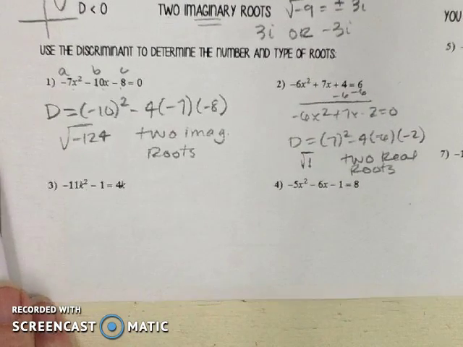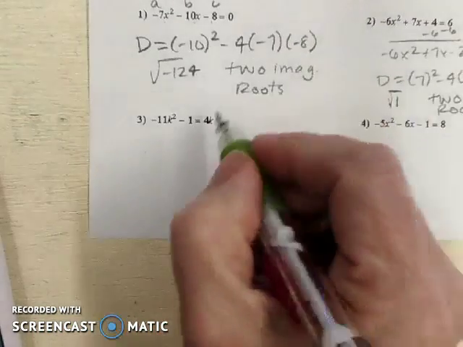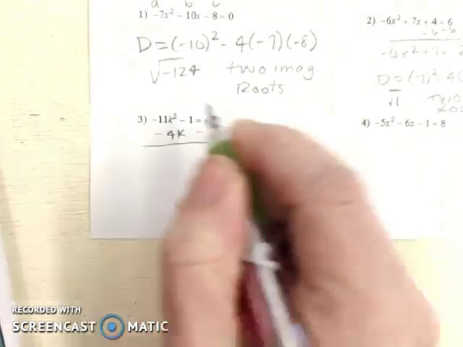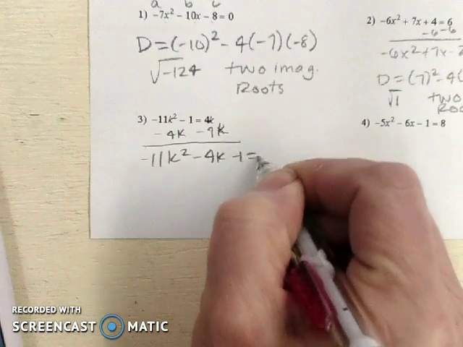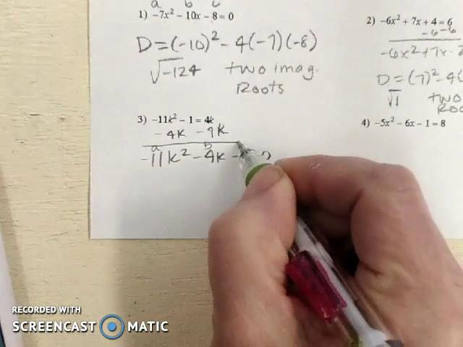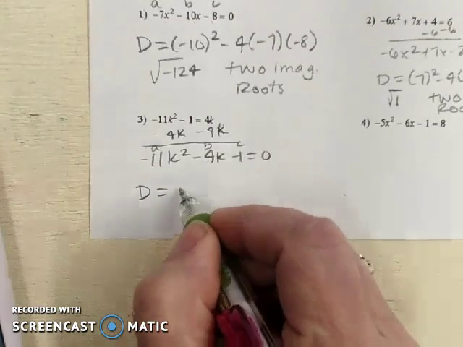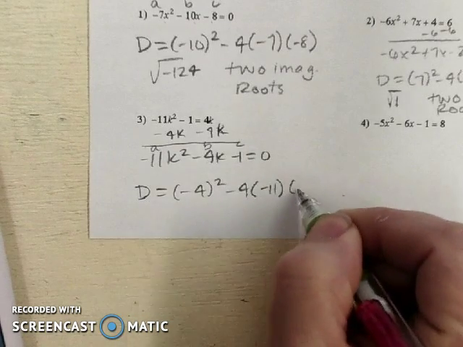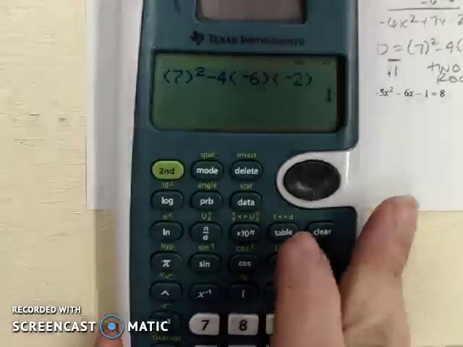Okay? Look at number 3. Not in standard form. Use your inverse operations and bring everything over to one side. So I have negative 11k squared minus 4k minus 1 equals 0. There's my A, my B, and my C. Plug it into your discriminant. Your discriminant is b squared minus 4 times A times C. Plug it into your calculator, just like that.